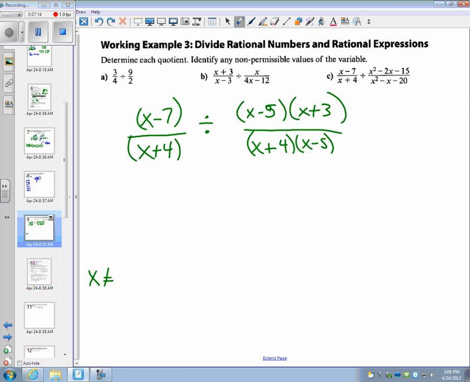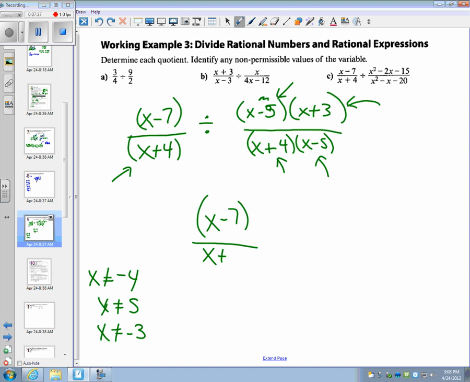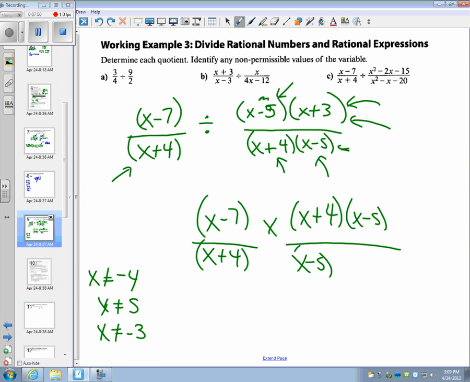Well, x could not equal negative 4. There's another negative 4. X could not equal 5. And then when we flip, we're going to have these two as well. Well, this is just x could not equal 5, and that's x could not equal negative 3. Okay, now we can kiss and flip. X minus 7, x plus 4, times, flipping this, x plus 4, x minus 5. So I've put this on top, and I'm going to put this on the bottom. X minus 5, x plus 3.